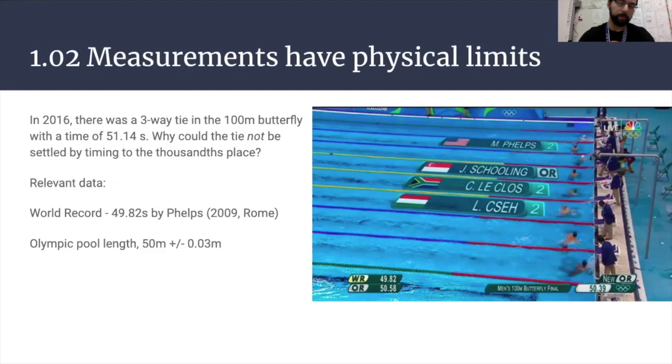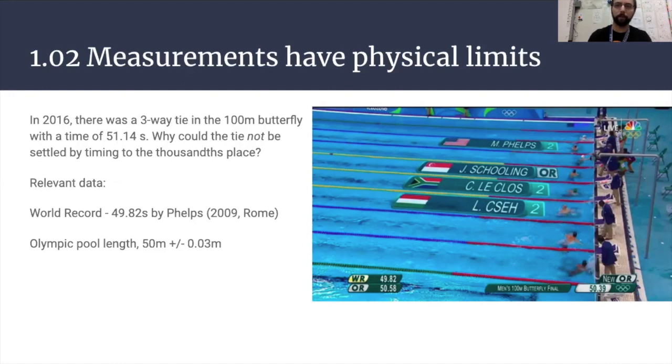So first, let's use this example to show why sig figs actually matter in the real world. Why should we care? Measurements all have physical limits. In 2016 at the Olympics, there was a three-way tie in the 100-meter butterfly with a time of 51.14 seconds. Now, this caused controversy because people asked, why are we not just measuring down to the thousandths place?